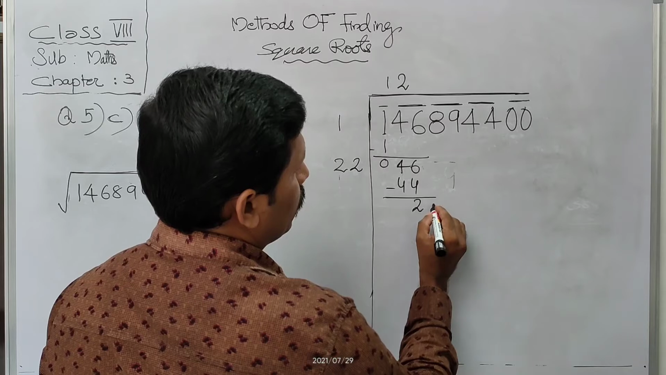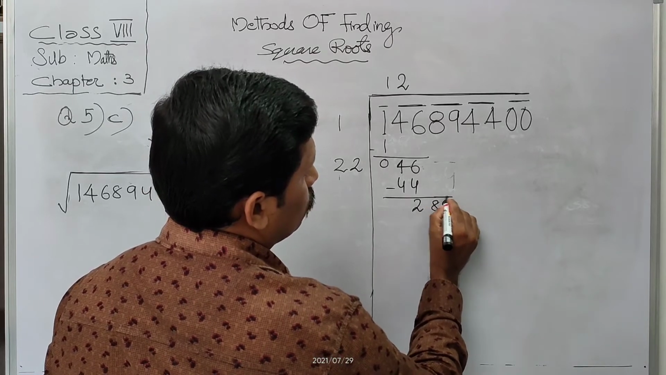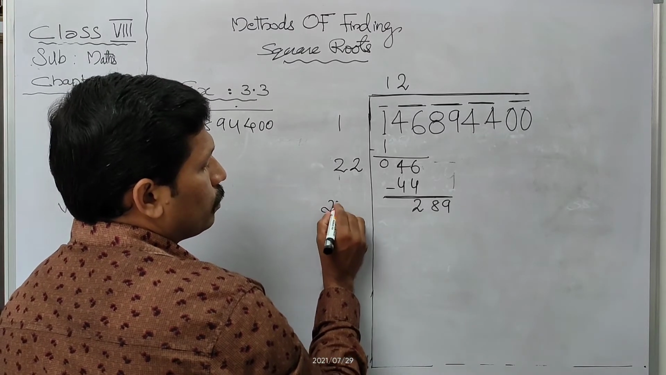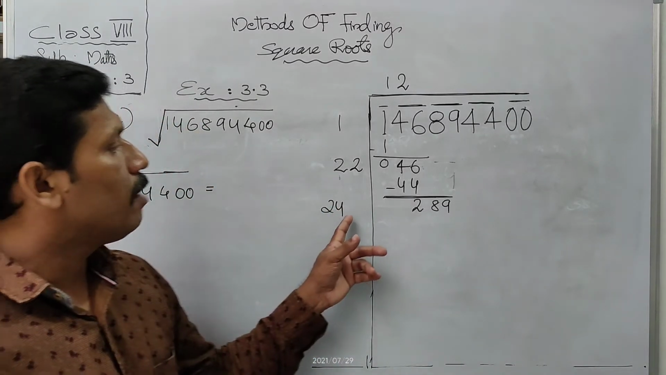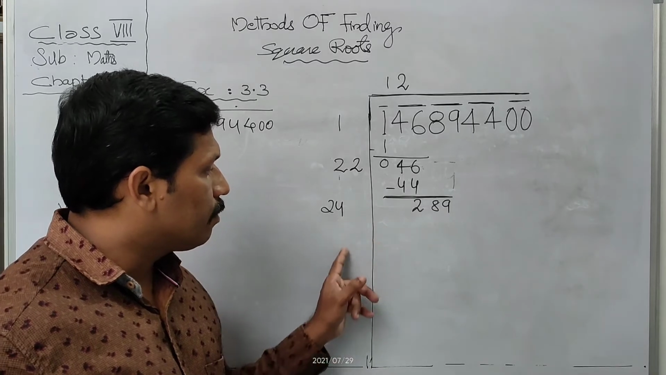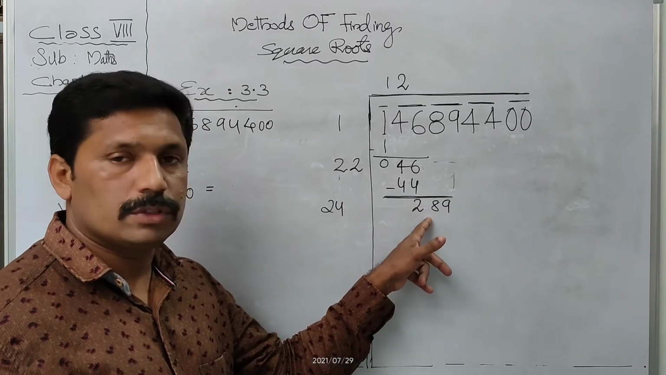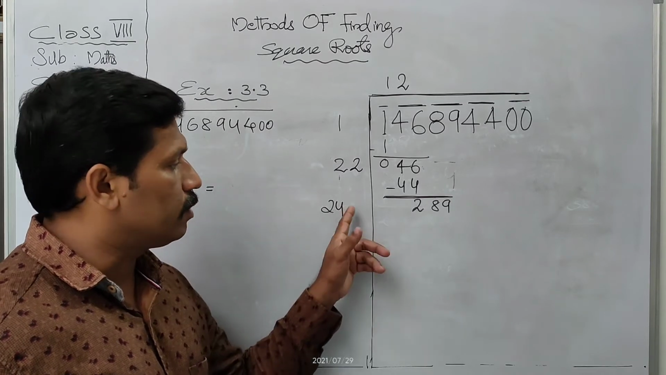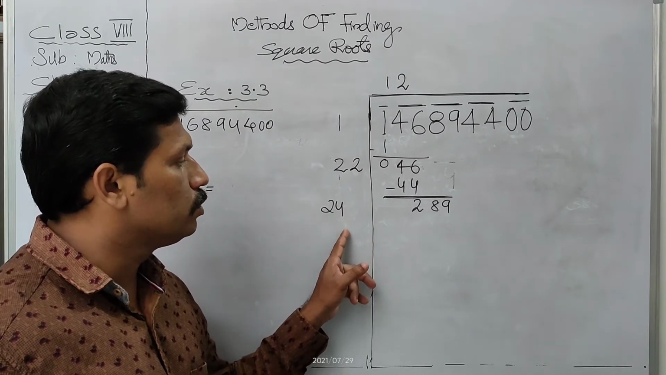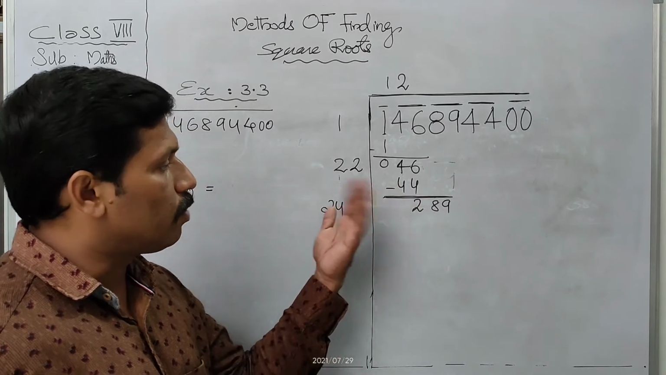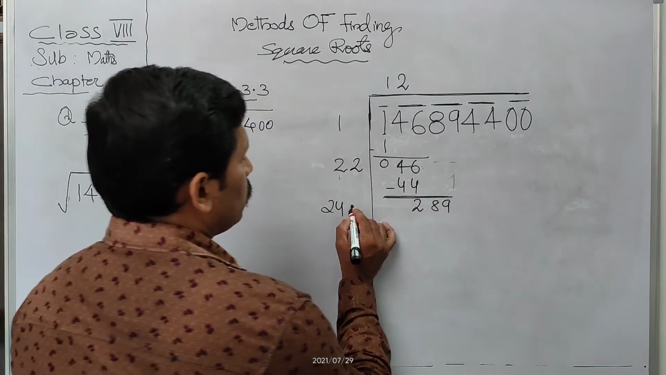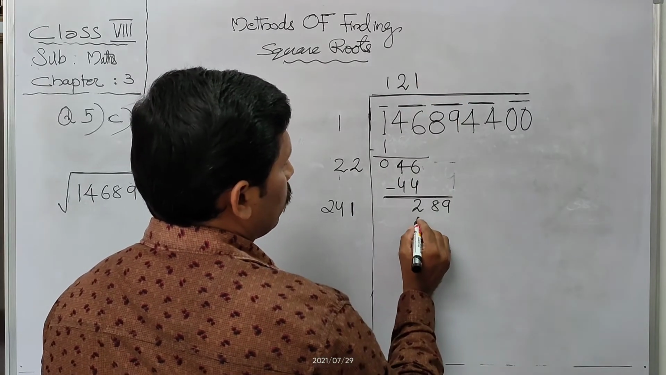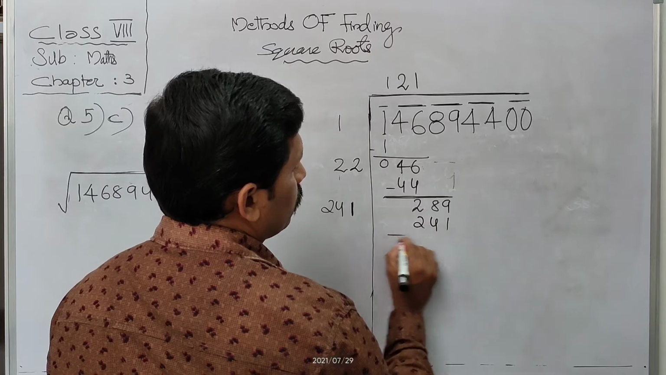Next group we have to bring down, that is 89. Next group, 289. Then double of 12 is equal to 24. Here we have to write one number. By that number, when we multiply this full number, it should be equal to 289. Here, if we take 1, 241 into 1, 241. If we take 2, 242 into 2, that will become 484, more than 289. So it will be 1 here, and here 1. 241 into 1 is equal to 241. Next subtraction.